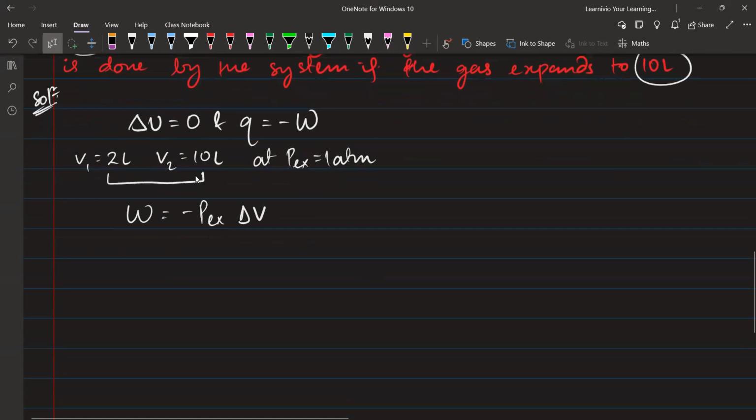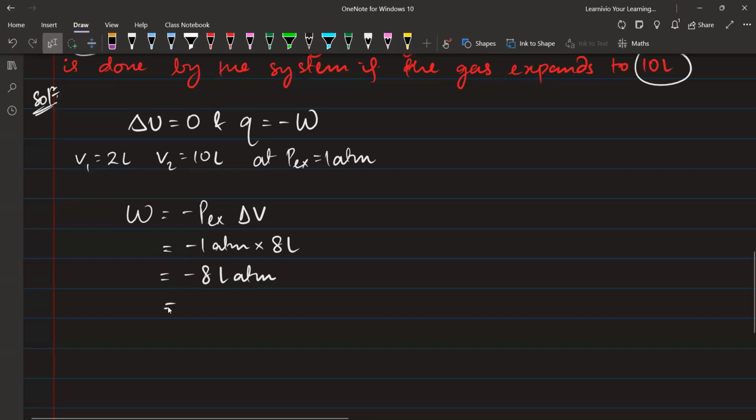So what is the delta V, guys? Tell me. What is the delta V? Bolo. 8 liters. 8 liters, right? Achha. By the way, this will be 1 ATM into 8 liters. So this will be equal to minus 8 liter ATM.